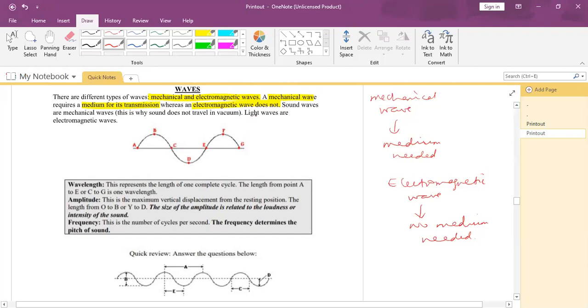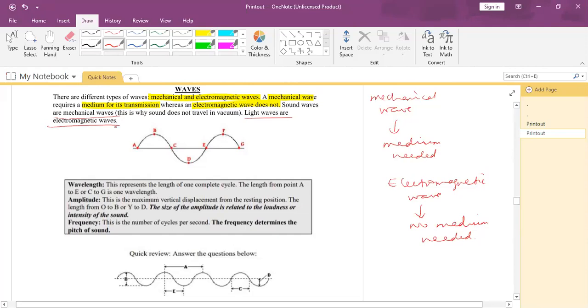But when you take light waves, light is an example of an electromagnetic wave. So I don't need any medium. It can still travel in a vacuum. There's no air here, but light will still travel through the vacuum. So it's an electromagnetic wave. Know some of these examples: sound wave is mechanical, light wave is electromagnetic. Know that also.